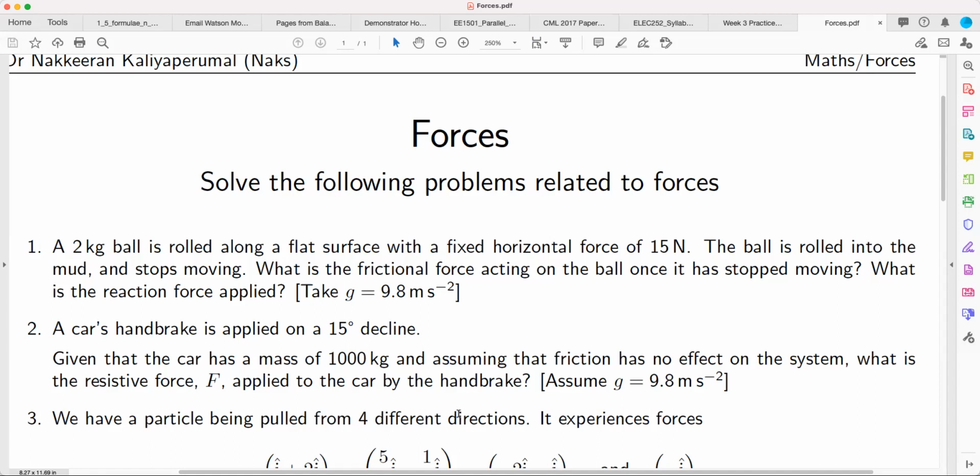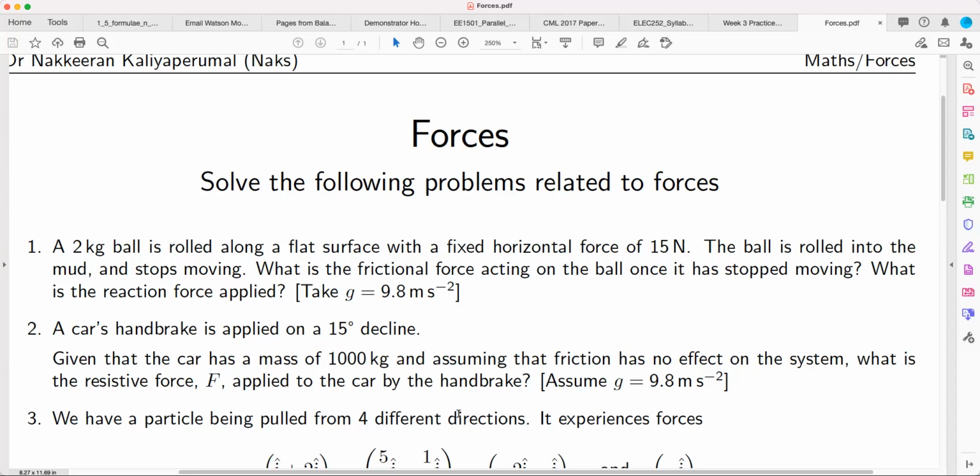It says that the ball is rolled into the mud and stops moving. Okay, so it looks like a flat surface, maybe without any friction, or 15 Newton was enough for the ball to be rolled on the flat surface. But when it gets into the muddy one, then it stopped moving. Why is it so? Tell me what could be the reason for that? Friction. The mud has given a friction, and when it stops moving, that means what?